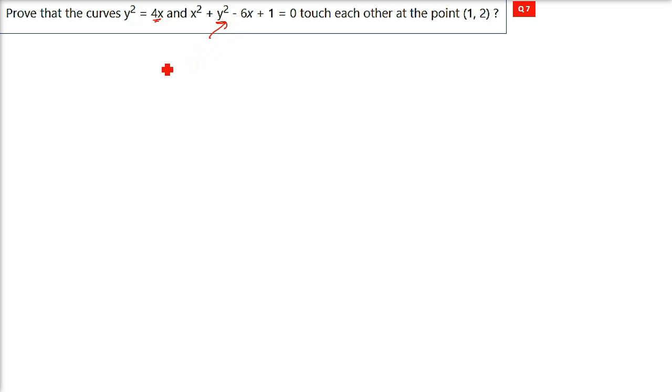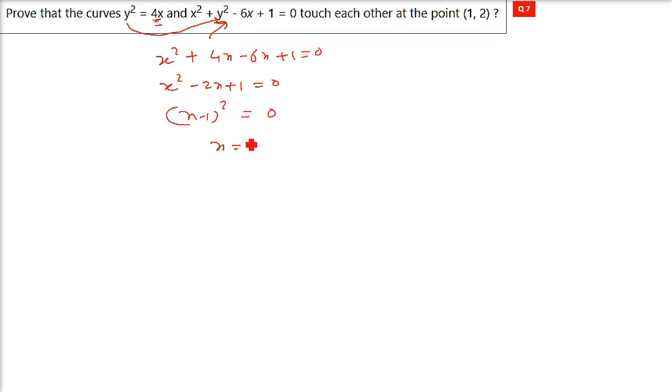Whenever the two curves touch or intersect, there have to be some common points. So we are replacing y square equals to 4x from the first equation in the second equation. So you will get x square minus 2x plus 1 equals to 0, which is essentially equal to x minus 1 whole square equals to 0. That is, x will be equal to 1 in this case.